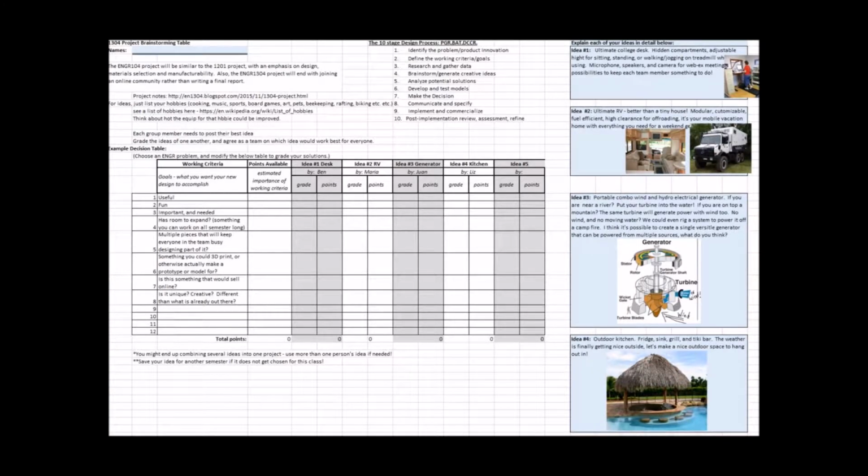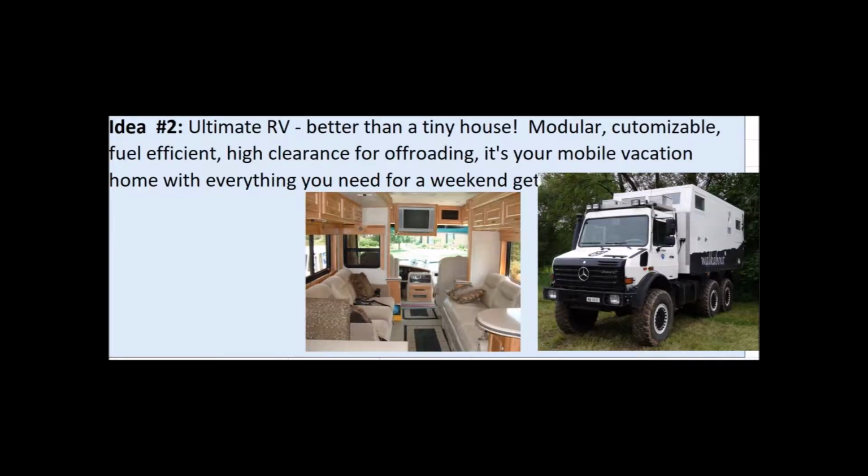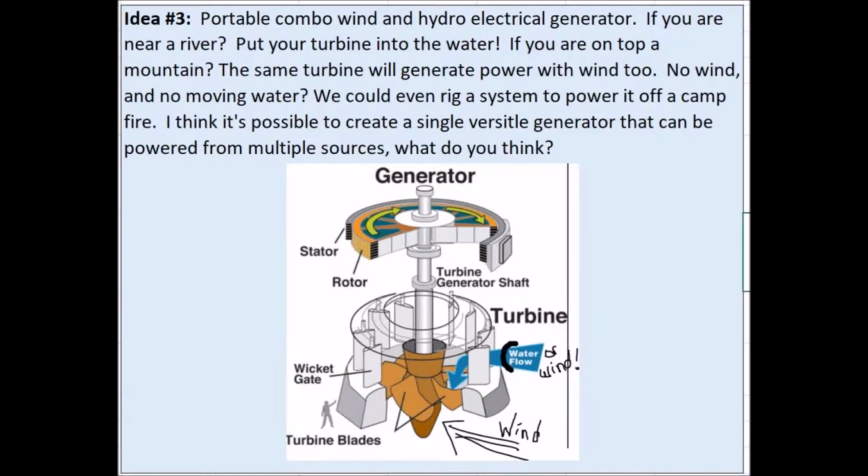Here's an overview of the decision table you're going to be making. This is similar to what 1201 is doing too, and something that most projects start out with. Each person in your team needs to contribute at least one idea of something they think would work for a team to work on. So this has to be a project involving multiple parts where everybody could take one piece of it and design that piece of it.